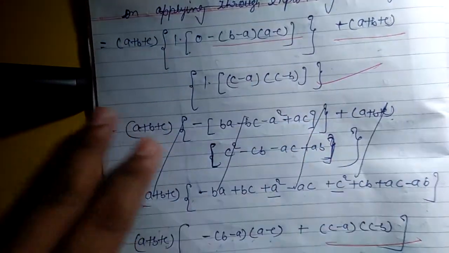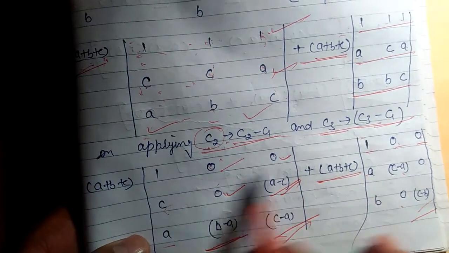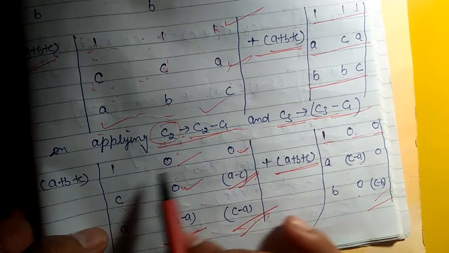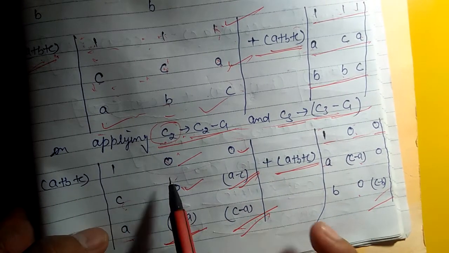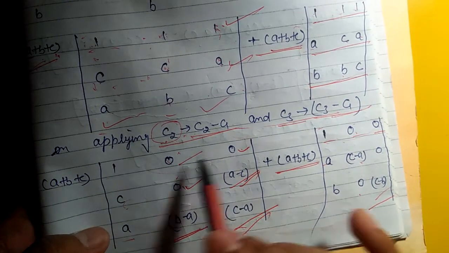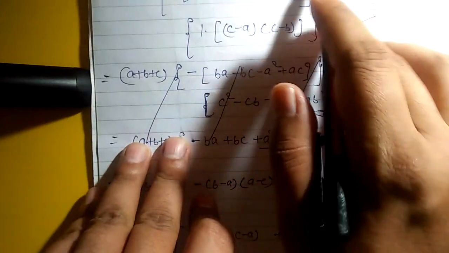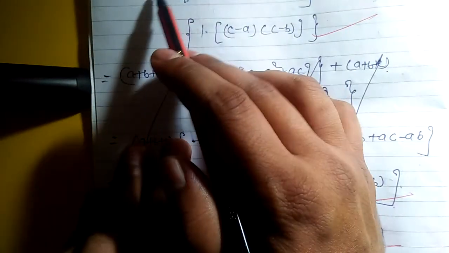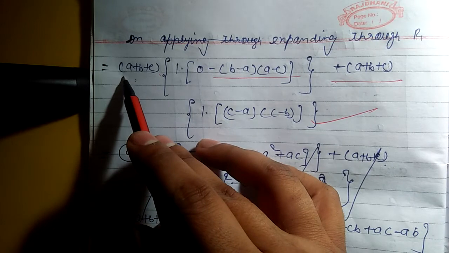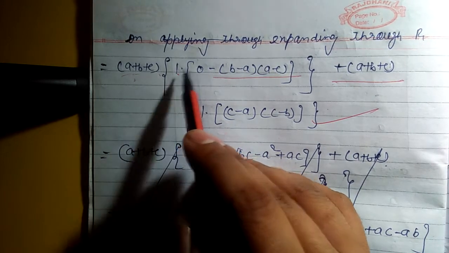Now you can see that in the first row there are two zeros, and here also in the first row there are two zeros, so it is better to expand this determinant as well as the other determinant by R1. After expansion you will get a plus b plus c, 1, 0, minus.